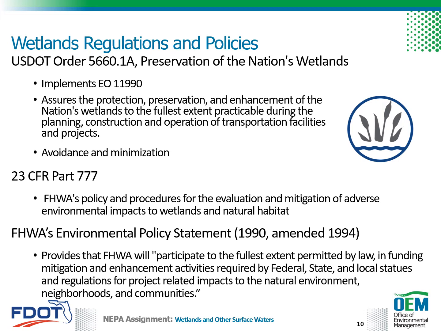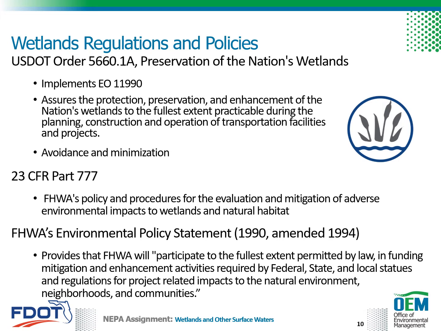More guidance on practicable alternatives is provided in 40 U.S. Code of Federal Regulations, or CFR, Section 230.10(a). The Federal Highway Administration's, or FHWA's, policy and procedures for the evaluation and mitigation of adverse environmental impacts to wetlands and natural habitat resulting from federal aid projects are contained in 23 CFR Part 777.